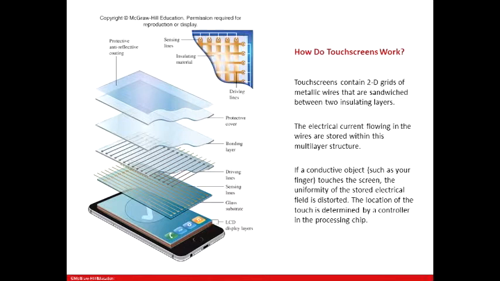And when you touch a cell phone, you get an interference or you get a point of contact there, and that contact reads, gives you some digital printout. So if you press number 2, you get the number 2. Number 4, you get the number 4 based on where you touch the screen. Electronic current flows in the wires are stored within the multi-layer structure. Okay? The electronic current flowing in the wires are stored in the multi-layer structure.